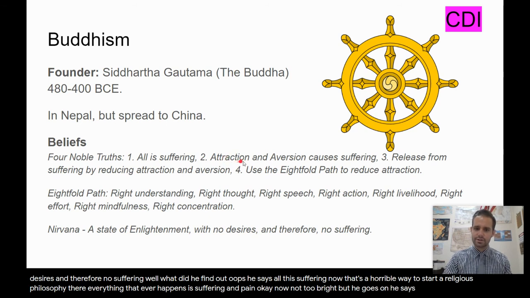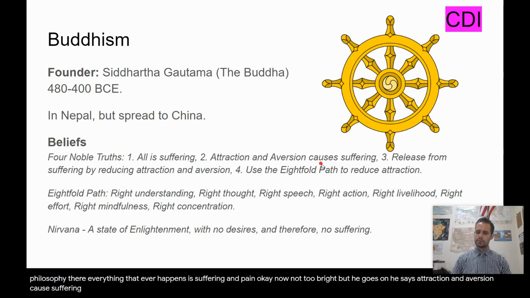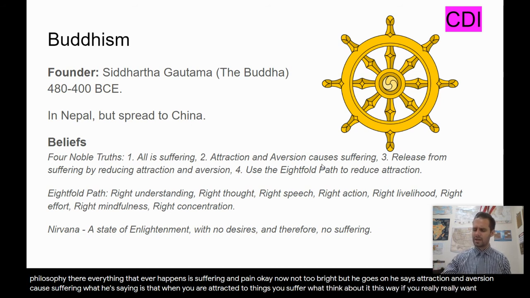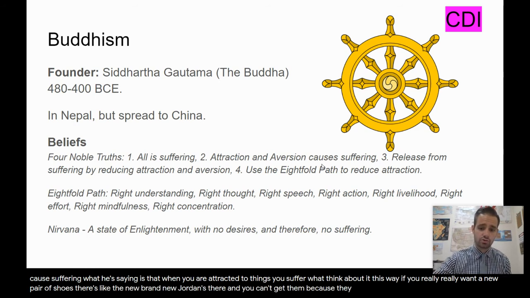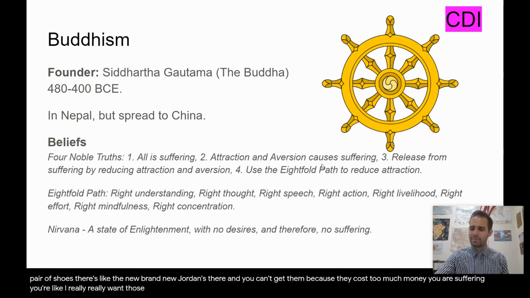He says, attraction and aversion cause suffering. What he's saying is that when you are attracted to things, you suffer. Think about it this way. If you really, really want a new pair of shoes, and there's the brand new Jordans there, and you can't get them because they cost too much money, you are suffering. You're like, I really, really want those, but I can't have them. And so there's pain inside me.